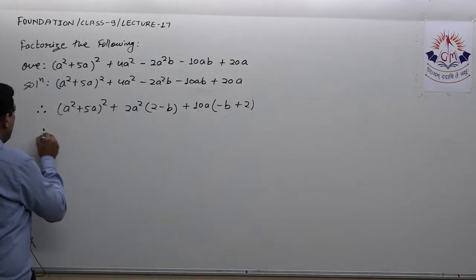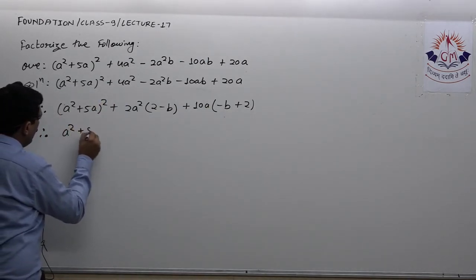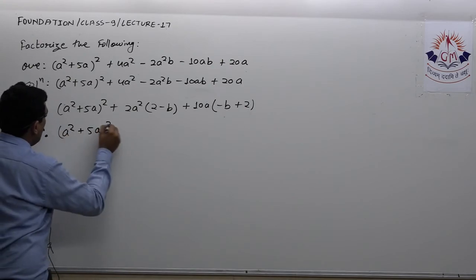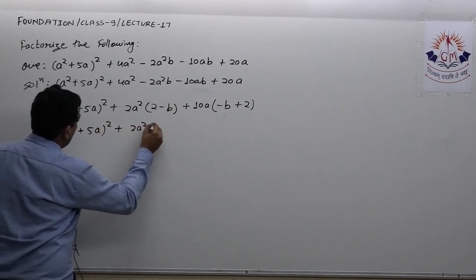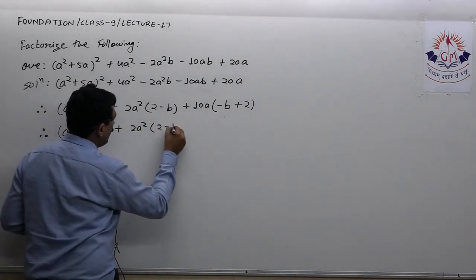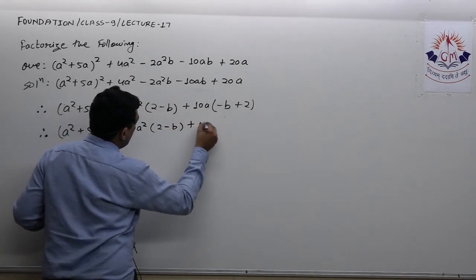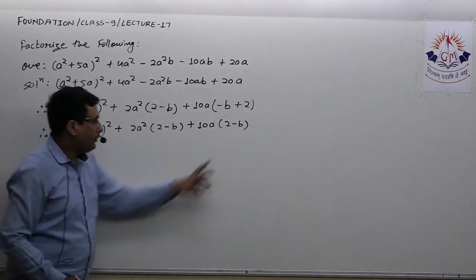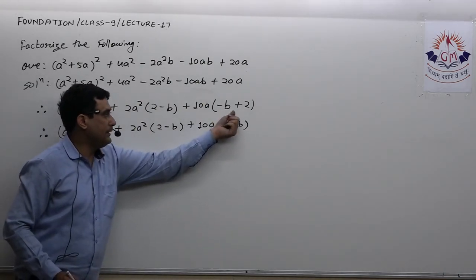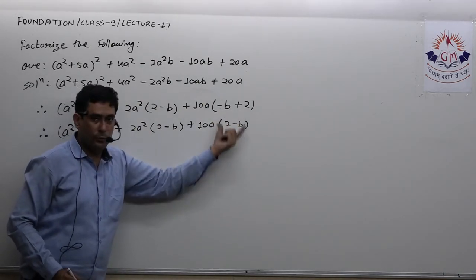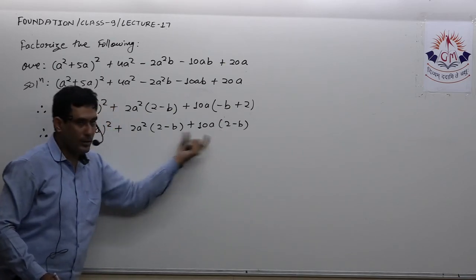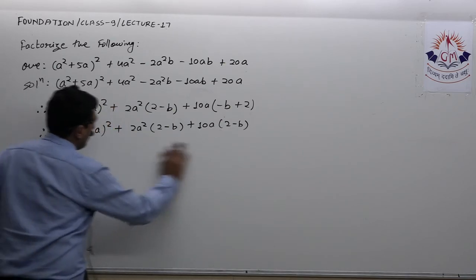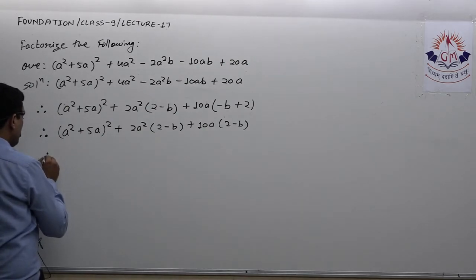So let me rewrite this term so that you can easily see what we have common in these two. 2a square, here it is 2 minus b, here plus 10a, 2 minus b. Okay, I wrote this just by changing the positions of these two terms, so that we can easily see, yes, 2 minus b is common. Now I will take 2 minus b common from these two.